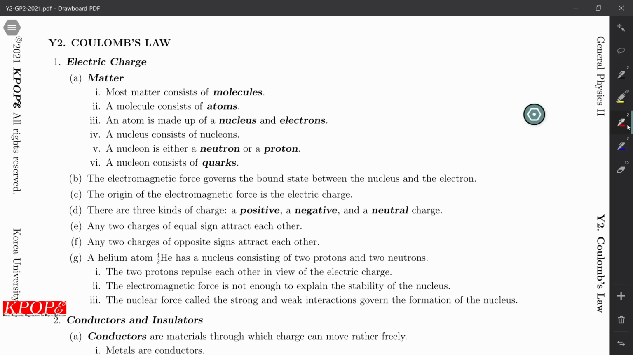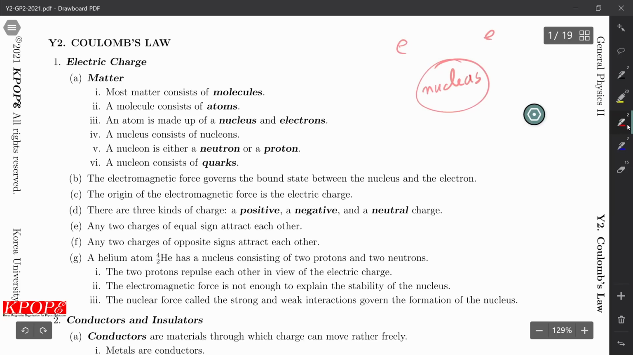A molecule consists of atoms. An atom is composed of a nucleus and electrons. And if you look inside the nucleus, you'll find protons and neutrons.